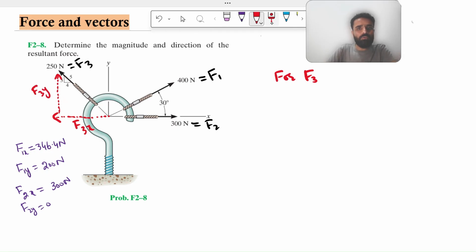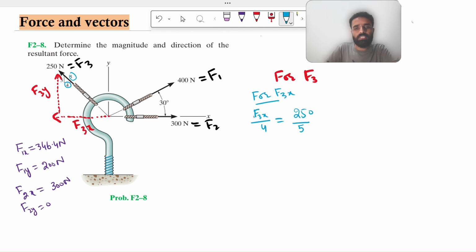So here we have two triangles. Last lecture was about the same, that we have two triangles, so we'll be applying similar triangle technique. So for F3x, I will be using the similar triangle technique that says the base of the large triangle divided by the base of the small triangle, which is 4, equals the hypotenuse of the large triangle, which is F3, 250 Newton, divided by the hypotenuse of the small triangle, which is 5.